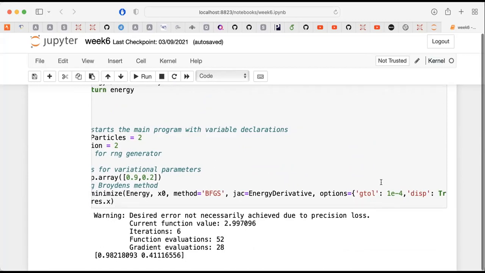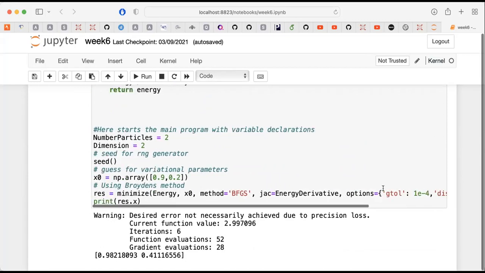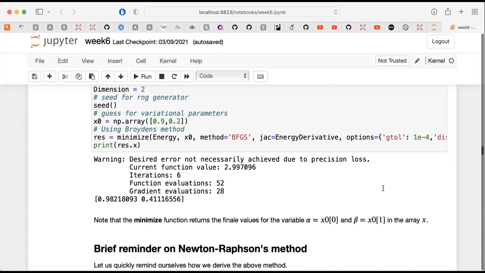And here I put a tolerance of 10 to the minus 4. You see now that I may not have achieved the correct value. It gives me a function value after 6 iterations, so this is a pretty efficient method, which is pretty close to 3. I haven't estimated the standard deviation. And then it gives me the parameters of 0.98 and 0.4111.